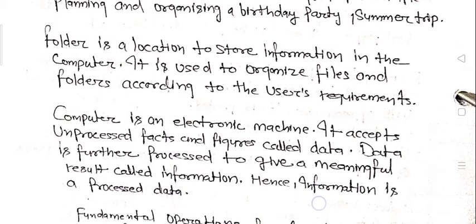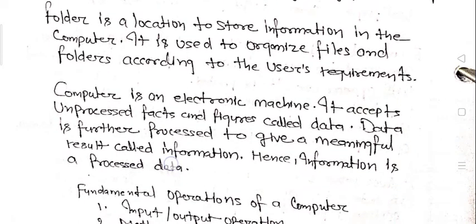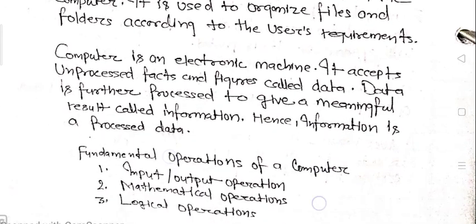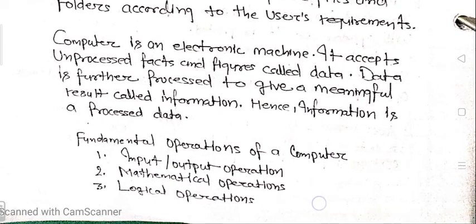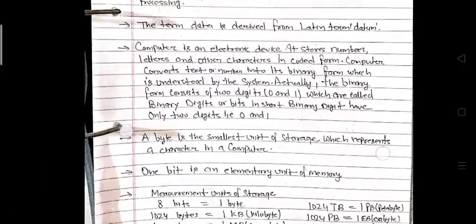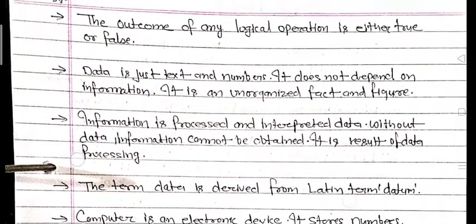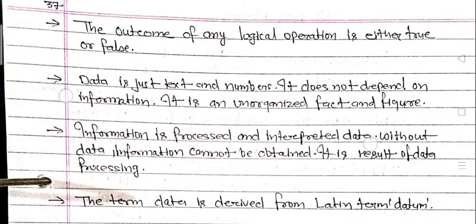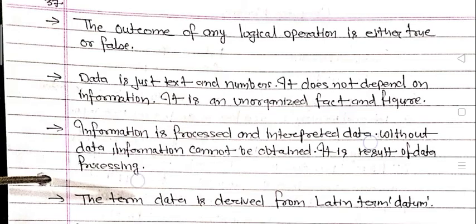A computer is an electronic machine. It accepts unprocessed facts and filtered data. Data is further processed to give a meaningful result, called information. Hence, information is processed data. Fundamental operations of a computer: input-output operation, mathematical operation, logical operation. The outcome of any logical operation is either true or false.